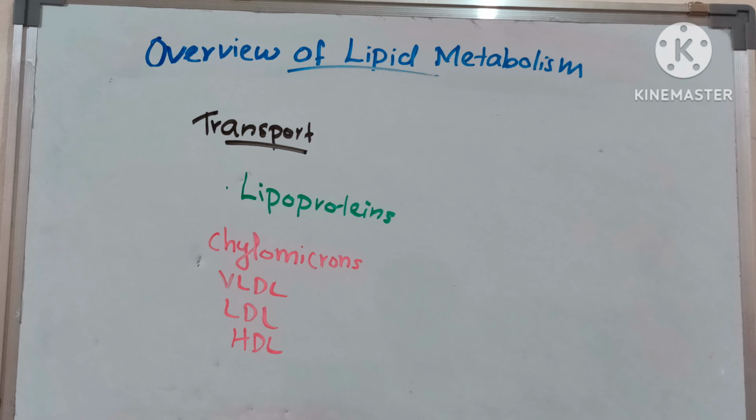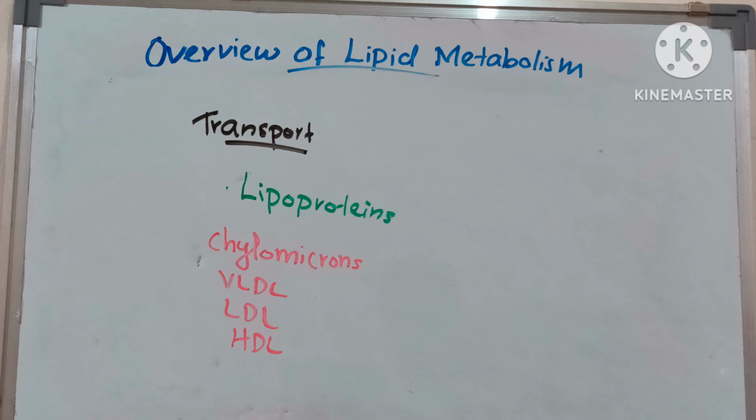Coming to the transport of lipids, because lipids are insoluble in water, they cannot travel through the blood alone. So the body uses specialized transport vehicles and pathways to move them between the intestine, liver and peripheral tissues. The primary method for transporting lipids is through lipoproteins.